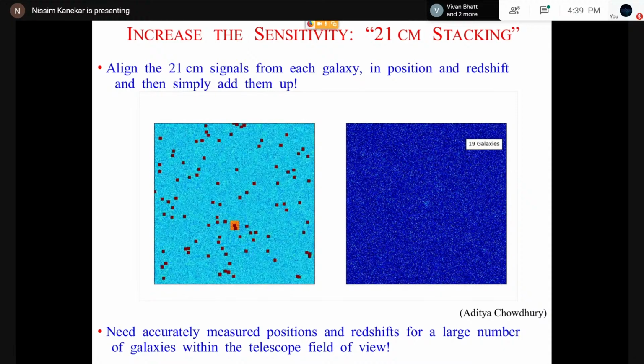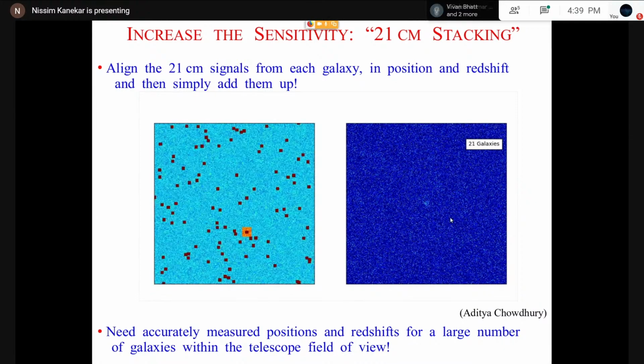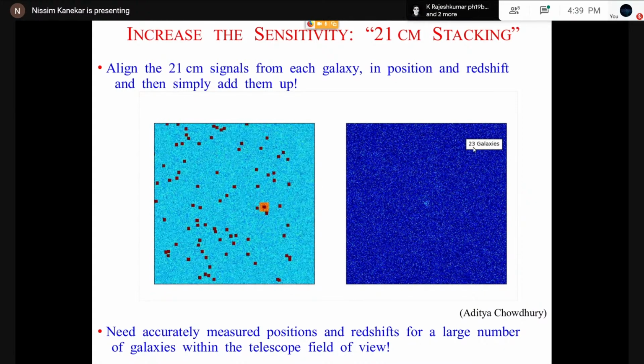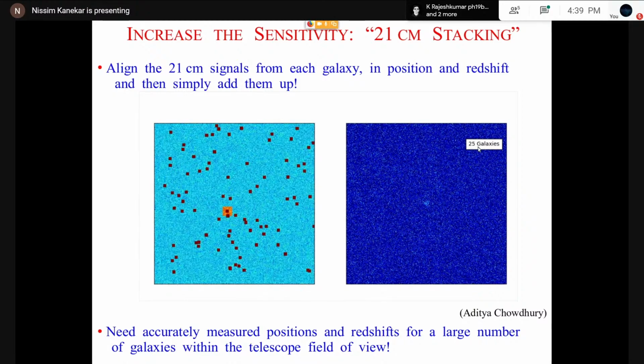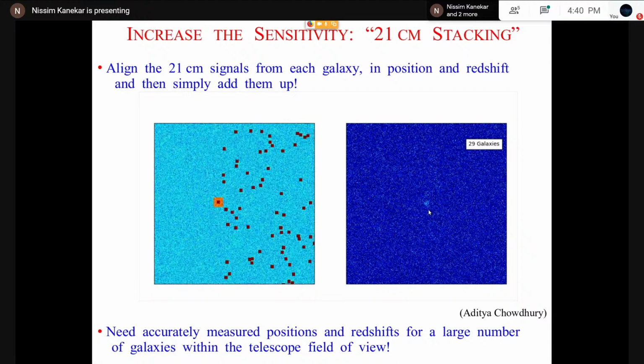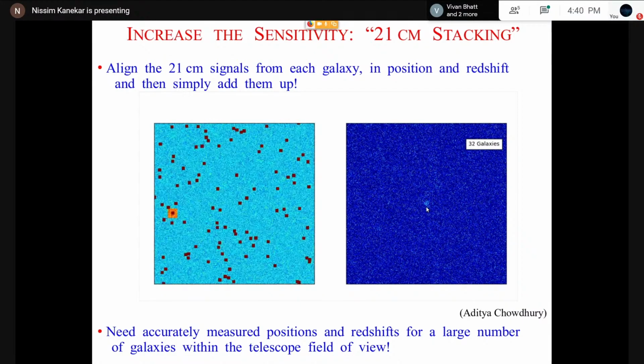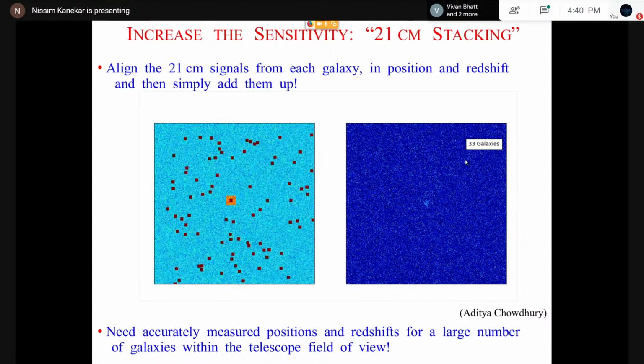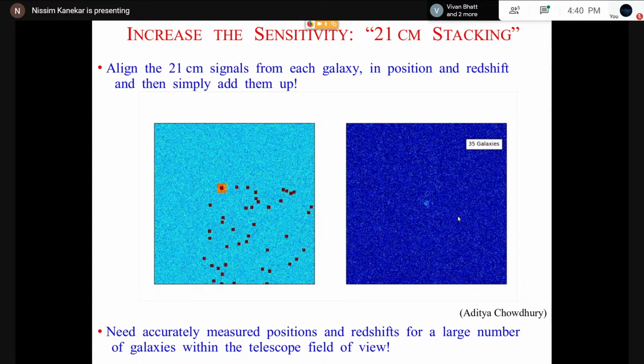What I'm showing you on the right is the stacked signal on adding galaxies, and what's shown in the top right corner is the number of galaxies that's been added. And you will steadily see a signal being built up in the center of this stacked image as you add more and more galaxies, and that is the game.